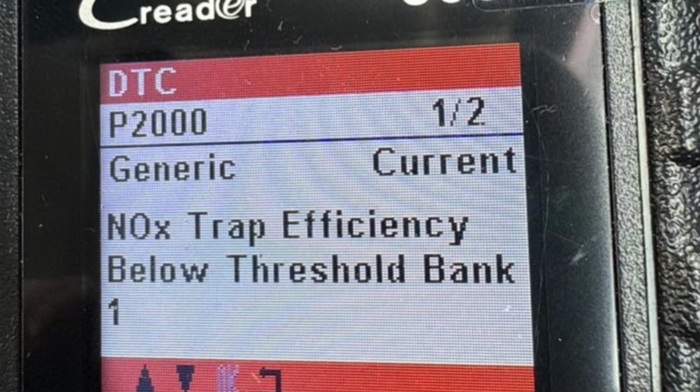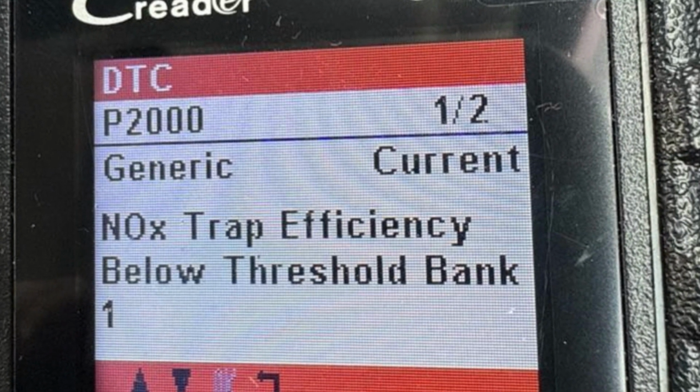The P2000 code is one of the least favorite DTCs for a Ford mechanic since there are a ton of possible culprits and it's sometimes extremely hard to locate the issue. I will try to give you a short overview of the problem, and this may eventually help you avoid a 2,000 or 3,000 euro repair at the dealership.